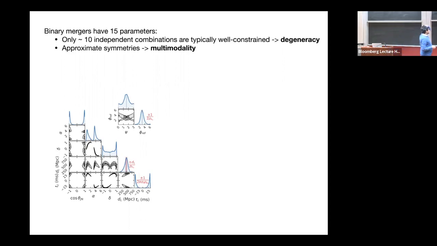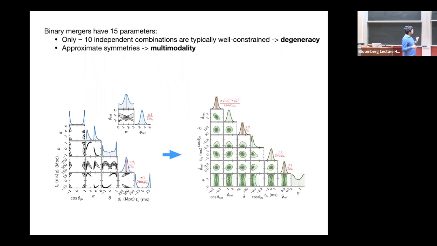This is an example of a slice through the posterior distribution of one of the events. And we would like to have something like this, but often it's not possible. There are some cases where we can cleverly choose coordinates to get there, but that is not by itself enough. So we want to find a fast way of doing this inference.